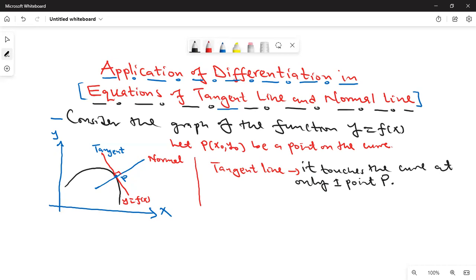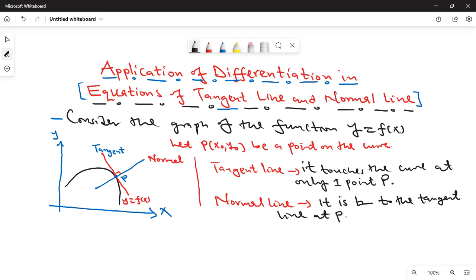What about a normal line? A normal line is a line that is perpendicular to the tangent line at P. It also passes through point P and is perpendicular to our tangent line.